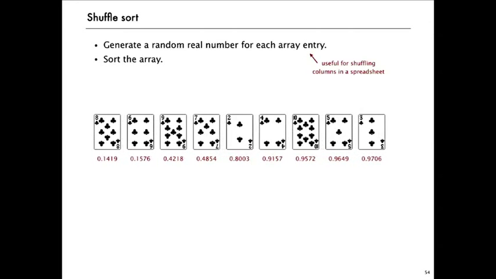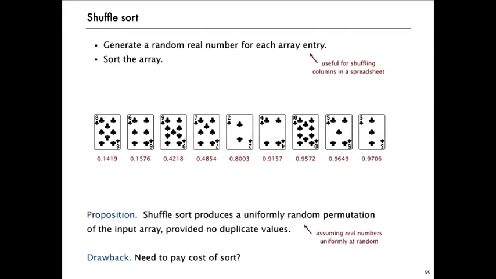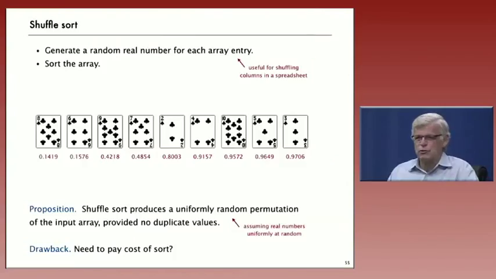That's an effective way to get things shuffled. And it's possible to prove that that produces a uniformly random permutation of the input if there's no duplicate values, assuming that you have real numbers that are generated uniformly at random. And that just means that it's well shuffled, that every possible way of shuffling the deck appears with equal probability. That's fine, but it requires a sort, and the sort seems like a lot of work for this problem.